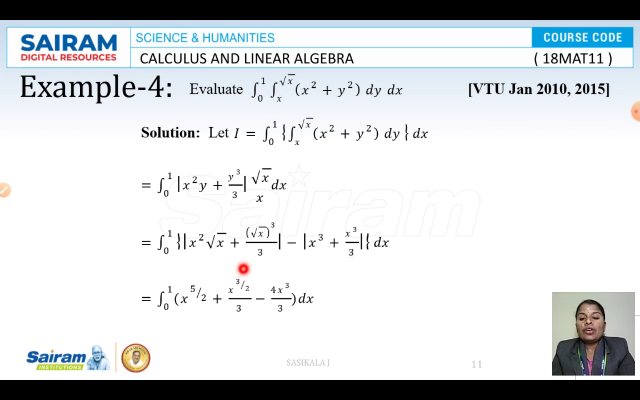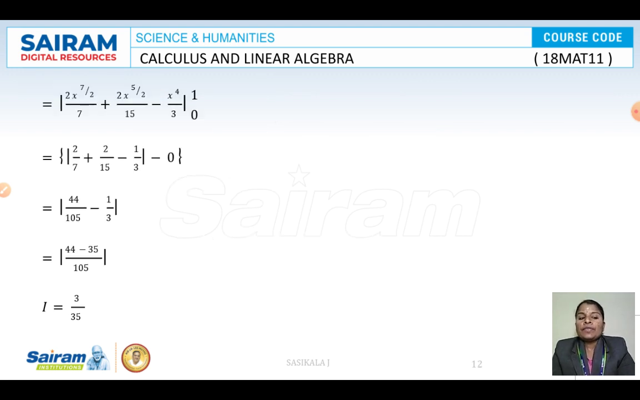So you can do the simplification. This is x squared, this is x power 1 by 2. So you have x power 2 plus 1 by 2, which is 5 by 2, plus x power 3 by 2 by 3, minus 4 x cube by 3, into dx. So just substitute and simplify the limits. You will be getting I is equal to 3 by 35.